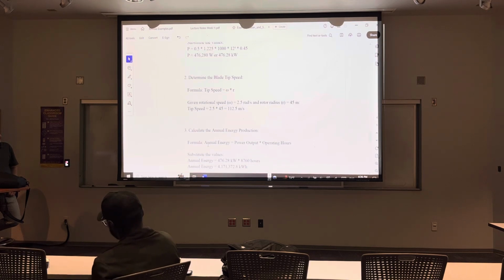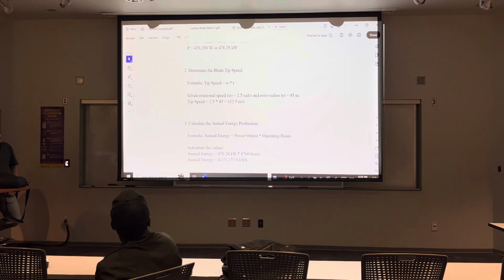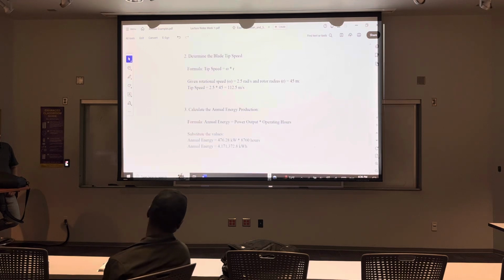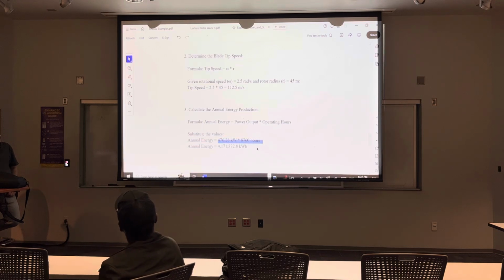Calculate the annual energy production: power output times operating hours. So the annual energy would be this one, in kilowatt hour.